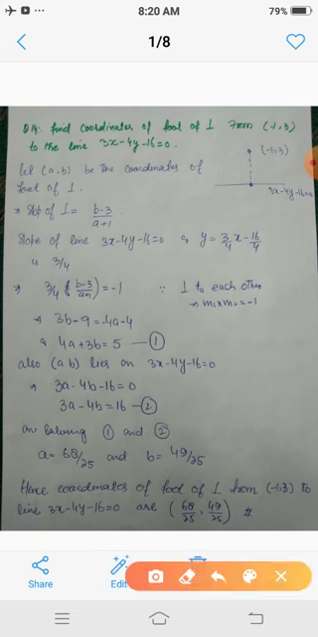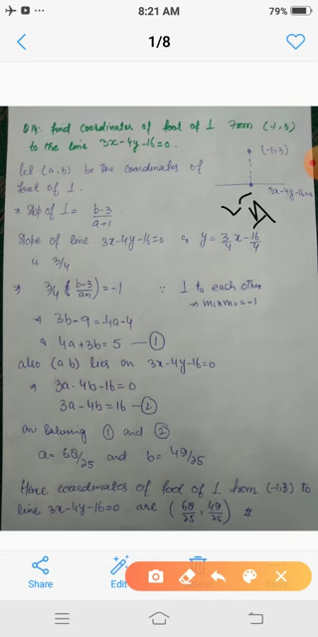Now another problem is: find the coordinates of the foot of the perpendicular from (minus 1, 3) to the line 3x minus 4y minus 16 equals 0. We have a line 3x minus 4y minus 16 equals 0 and a point (minus 1, 3). From (minus 1, 3) we draw a perpendicular on this line, that is it intersects it at a point, suppose A. So we have to find the coordinates of point A, meaning the foot of the perpendicular.